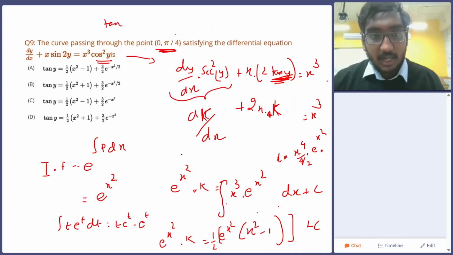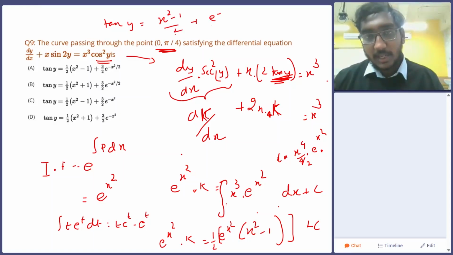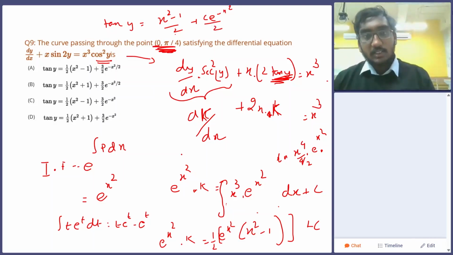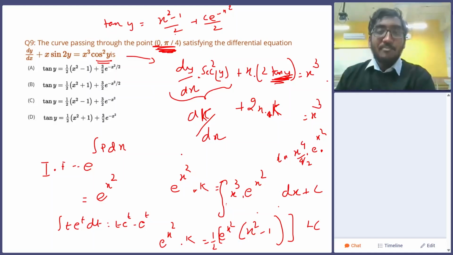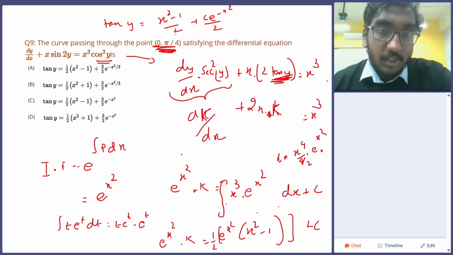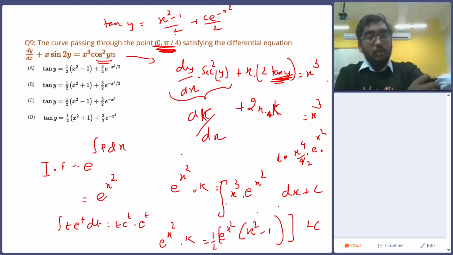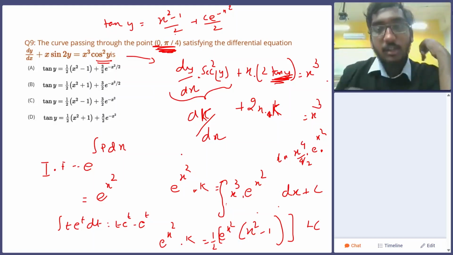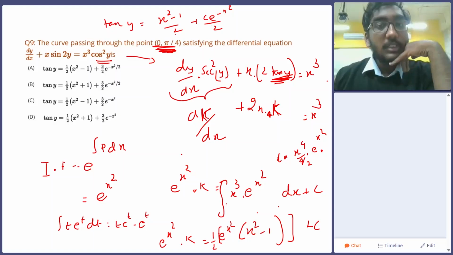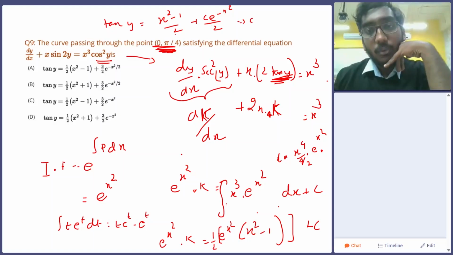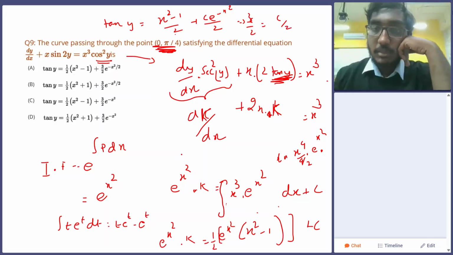K is the same as tan y, which is equal to (x square minus 1) divided by 2 plus c e power minus x square, divided by 2. Using this condition, when the value of x is 0, y should be pi by 4. That means tan pi by 4 should be 1, so tan y should be 1. So 1 plus 1 by 2, that is 3 by 2, equals c by 2. That means c is equal to 3.